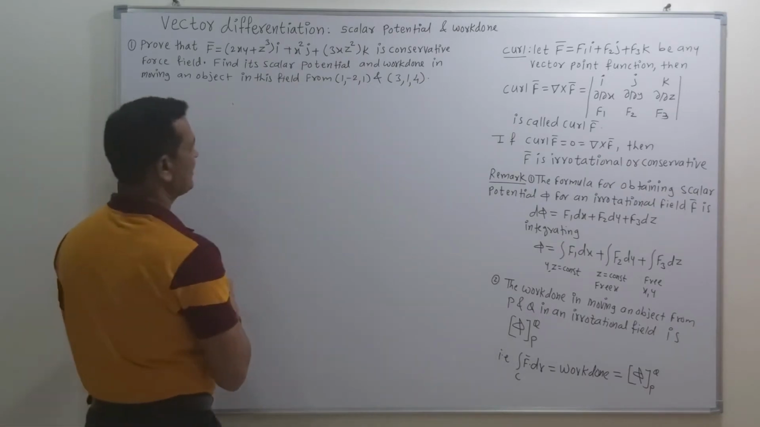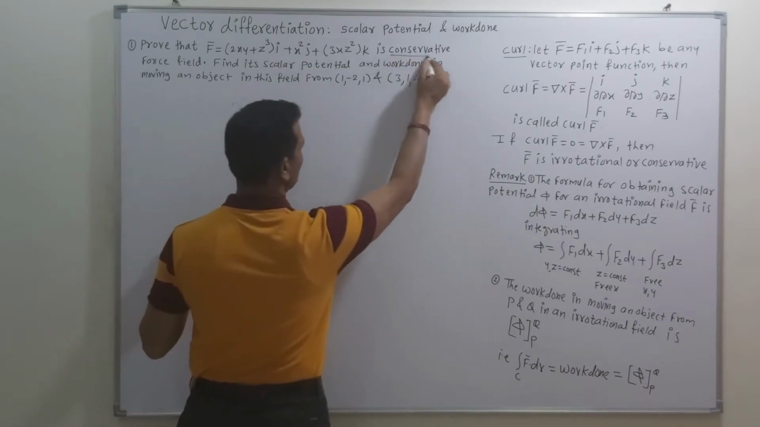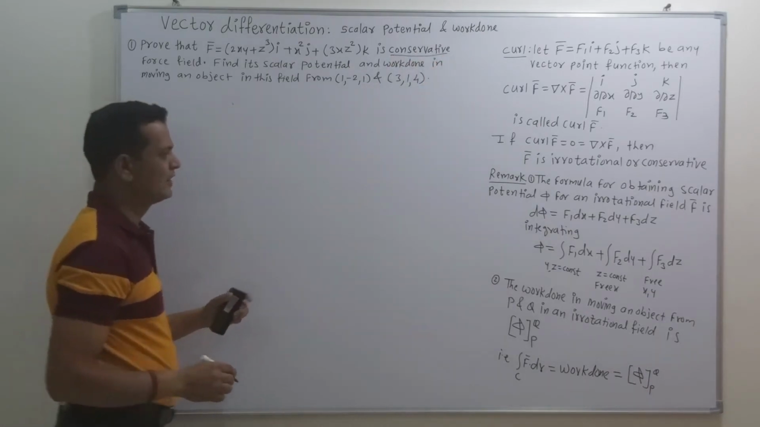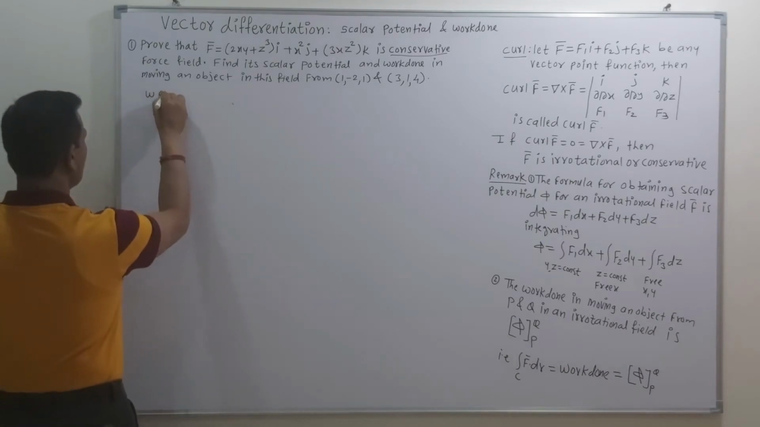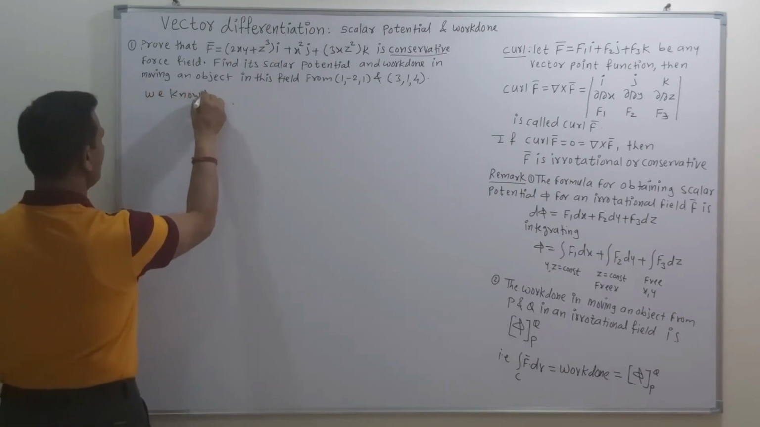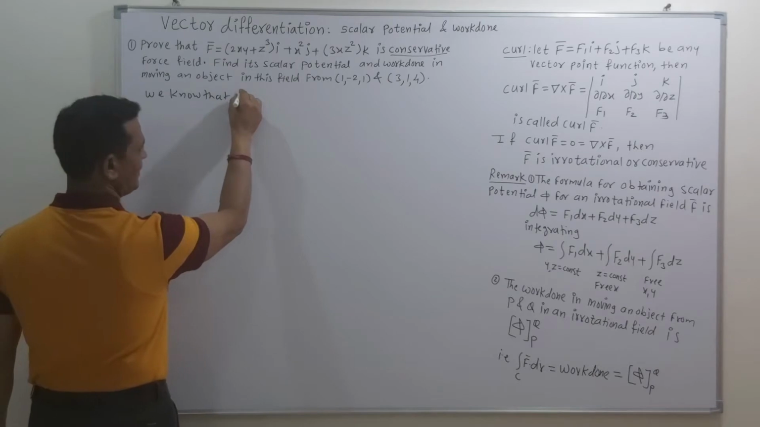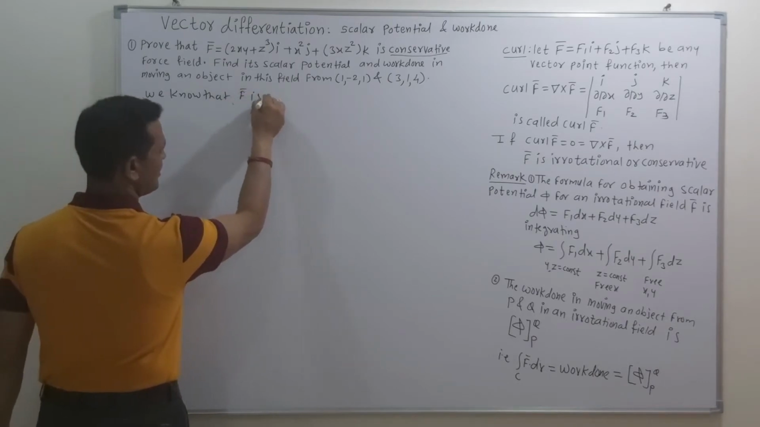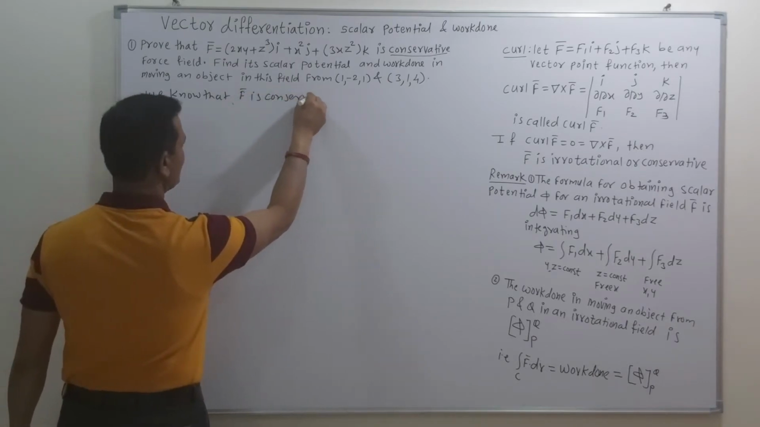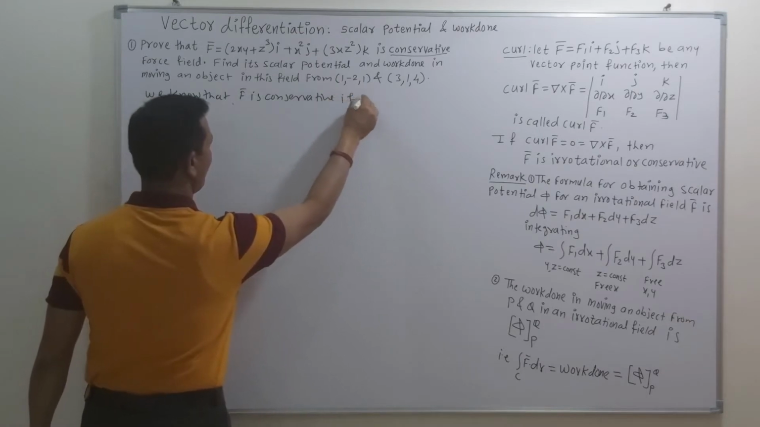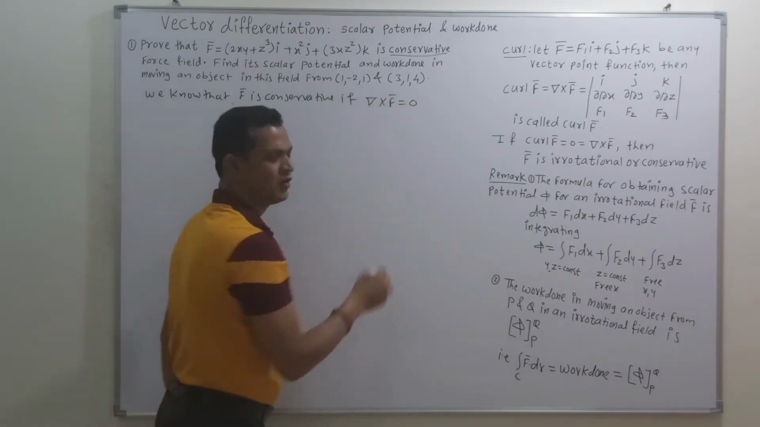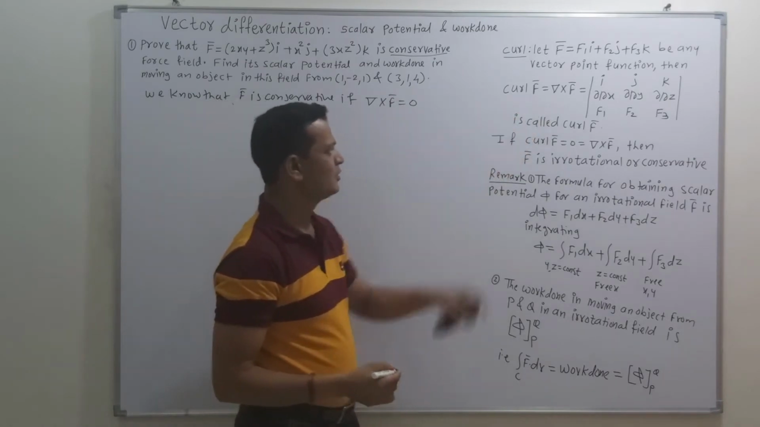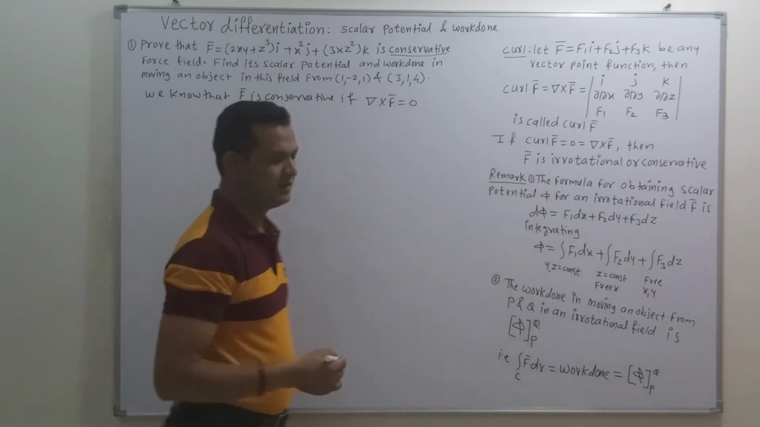So let's first show that the vector field is irrotational. We are first showing that the vector field is irrotational. So we know that f bar is conservative if the value of del cross f bar is equal to 0, or curl of f bar is equal to 0, according to this remark.